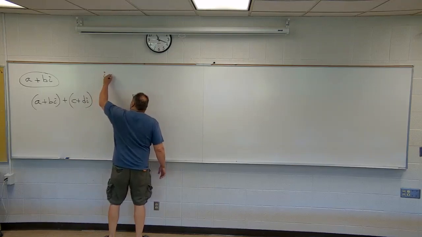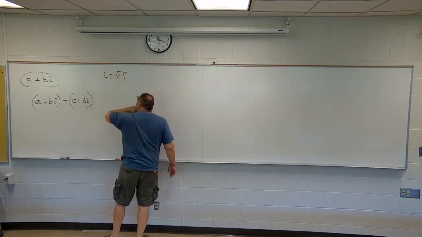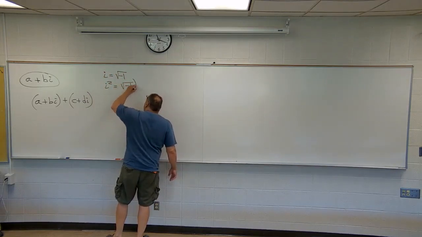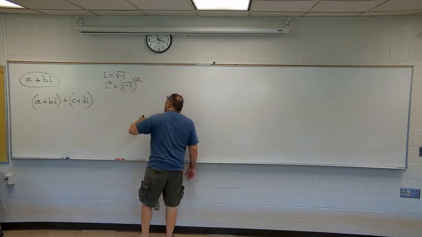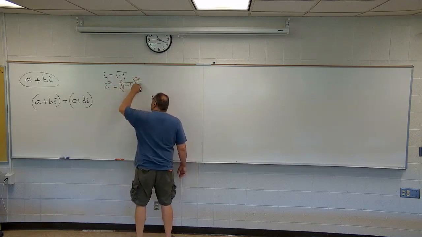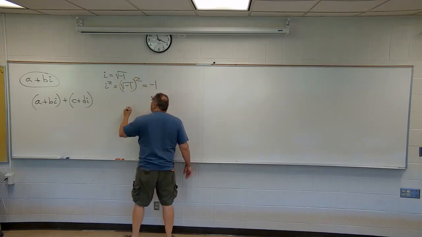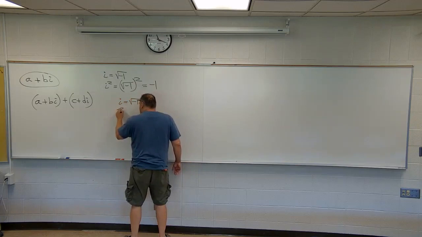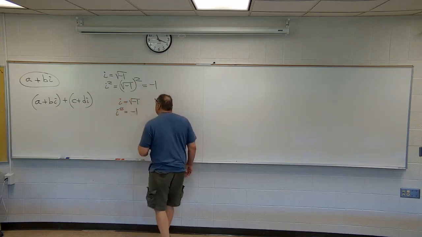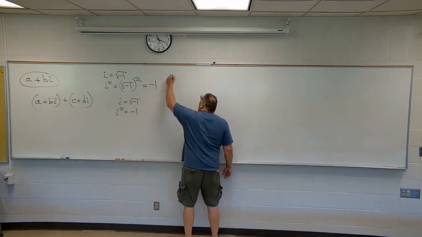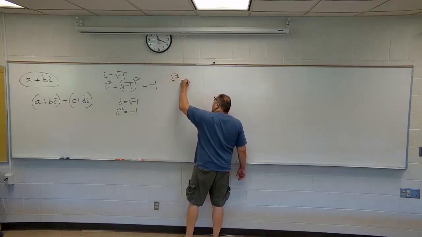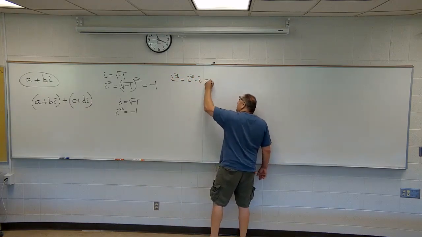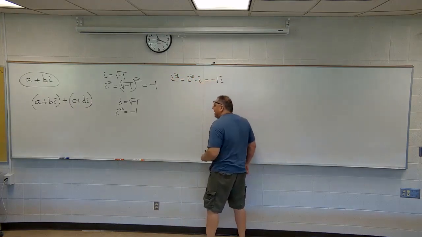Now, let's kind of backtrack a little bit. We just defined I to be the square root of -1. If you take and square I, you are square rooting -1. The square root of something squared gets you back to where you started. So I equals the square root of -1. I squared equals -1. I to the third is I squared times I. Now we just said that I squared was -1, so it's -1 times I.